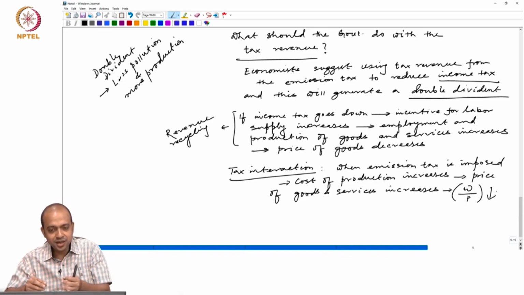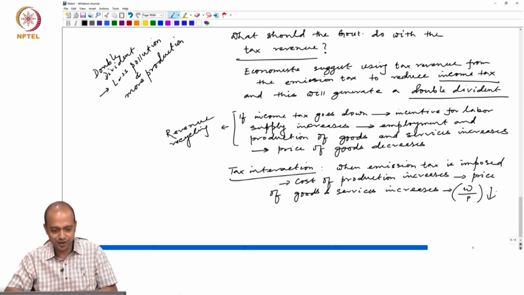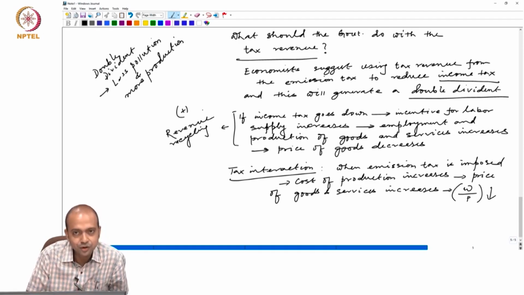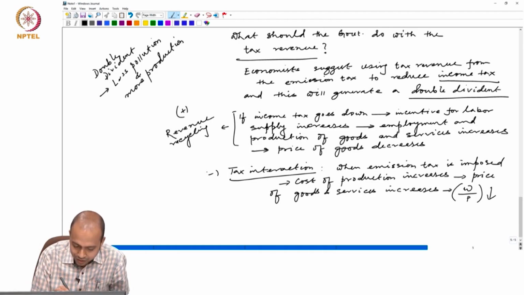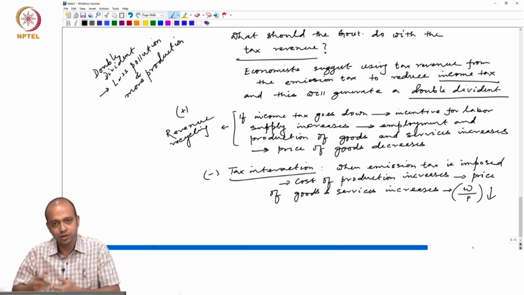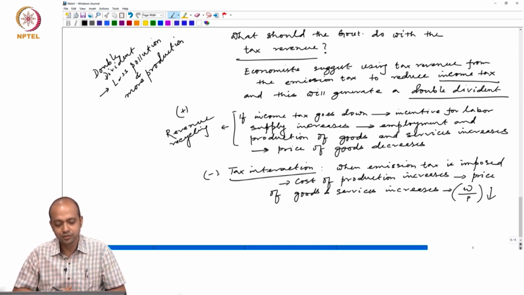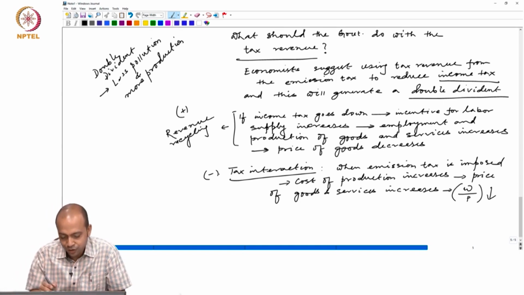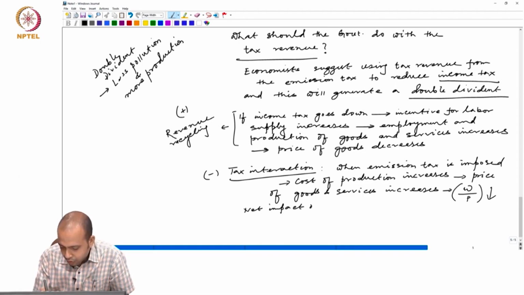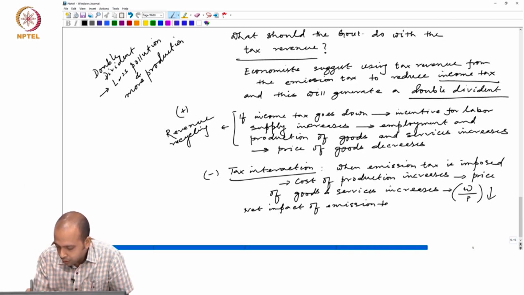And economists, they say that if you calculate the net effect, so that means this is the revenue recycling is the positive effect, and here it is a negative effect on the well-being of the laborers, that means well-being, general social welfare. And economists, they say that net impact of emission tax is actually negative.